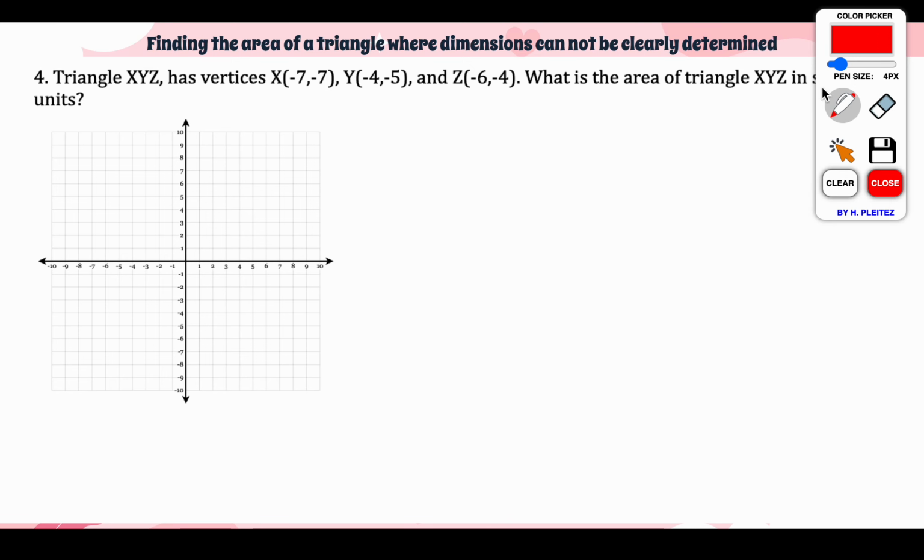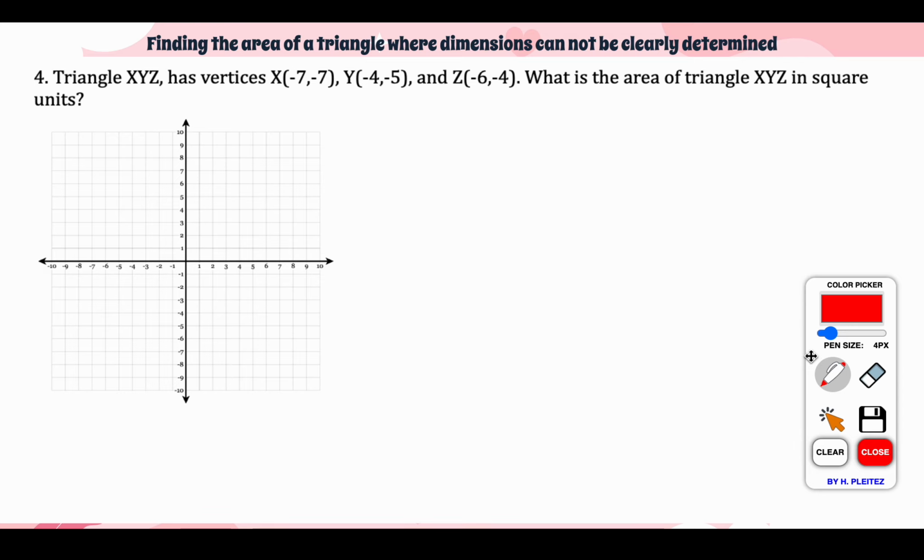So this is the last type of example where you're going to be finding the area of a triangle where the dimensions are not clearly determined. So this process is a little bit different. So let's start just by plotting. So x is -7, -7. Y is -4, -5. And then z is -6, -4.